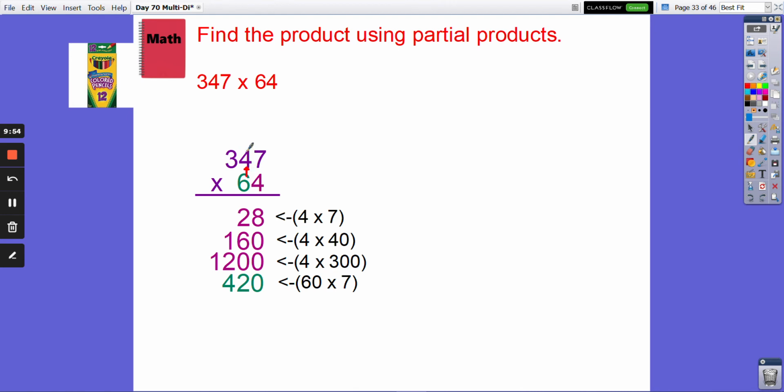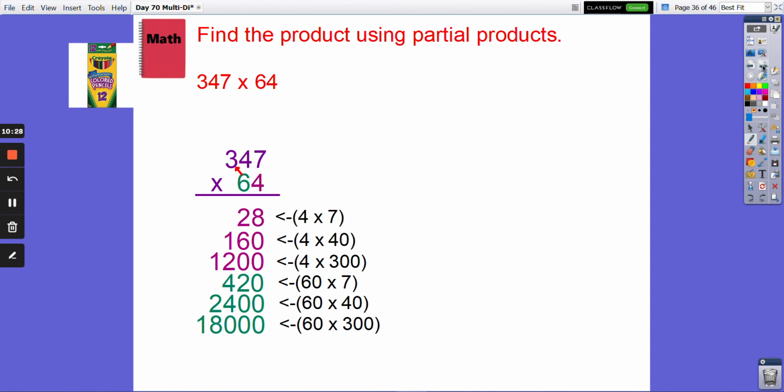6 times 4 is 24. We have 2 zeros behind the factors in our problem, so we're going to have 2 zeros behind 24 in our partial product. 2,400. Okay, moving on. 6 times 3, well, that 6 again is worth 60. That 3 is worth 300. 6 times 3 gives me 18, and I have 1, 2, 3 zeros that would go behind that. So 18,000 is our partial product there.